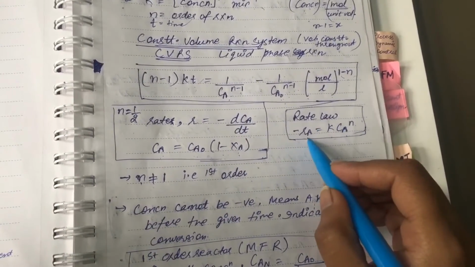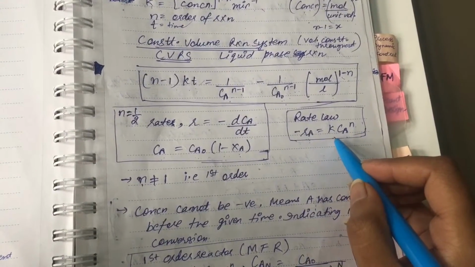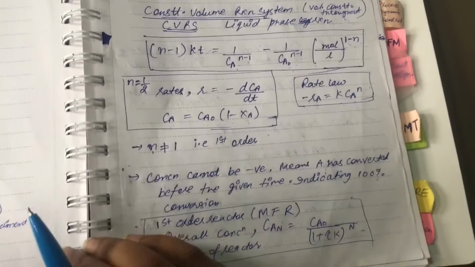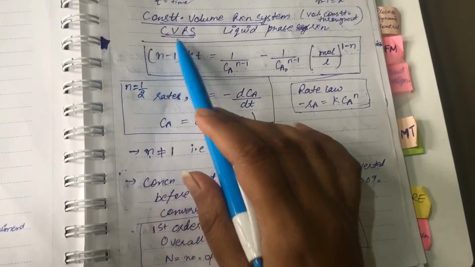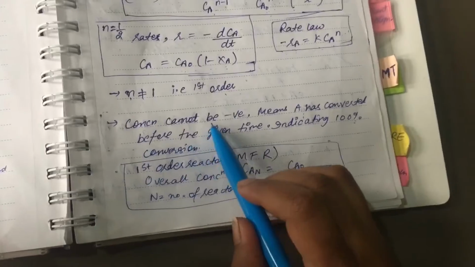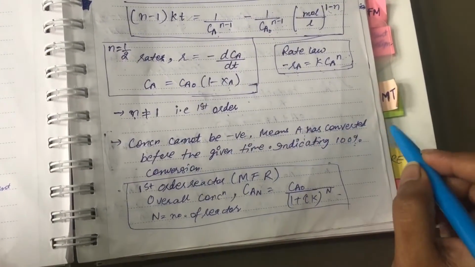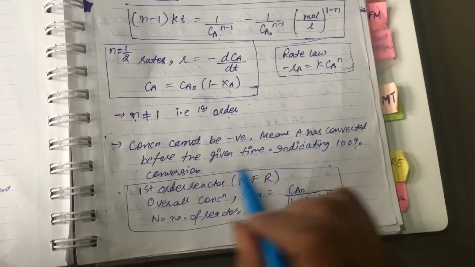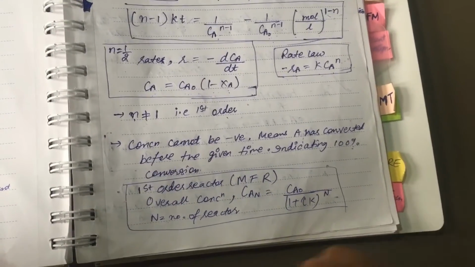Which is the rate of conversion of A equal to rate constant times concentration of A to the power n. n cannot be 1; this equation cannot be used for first order. One more point to remember is that concentration cannot be negative. If it comes out to be negative, it means A has converted before the given time, indicating 100% conversion.